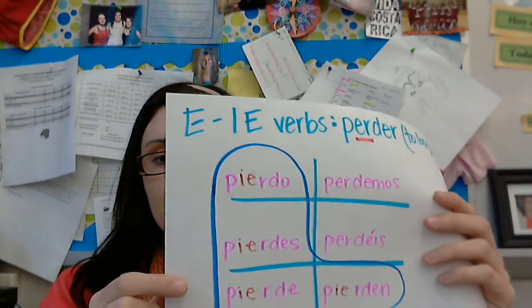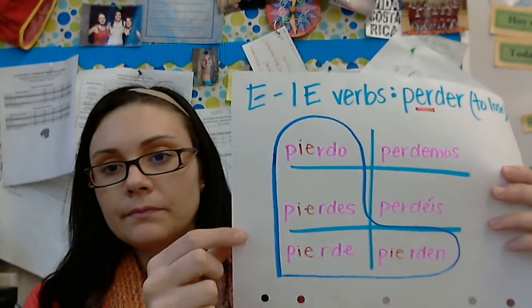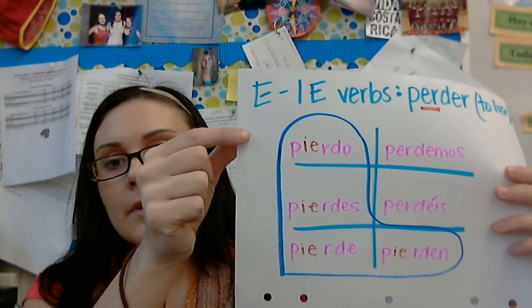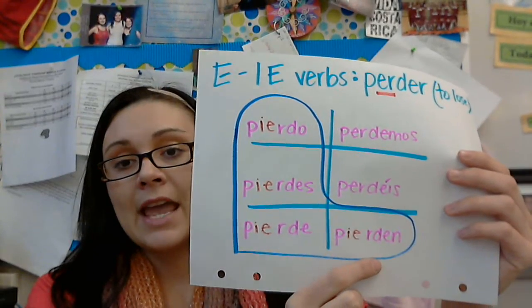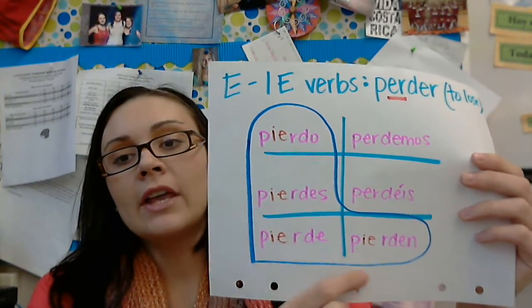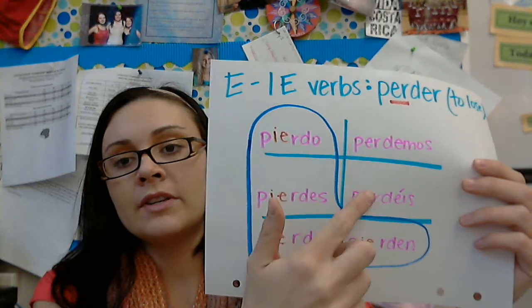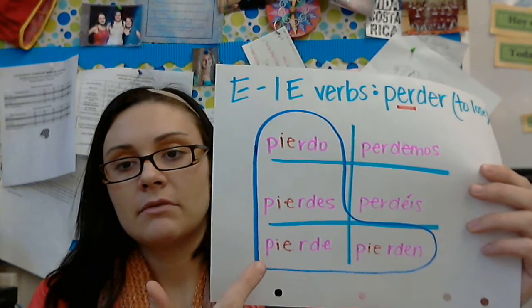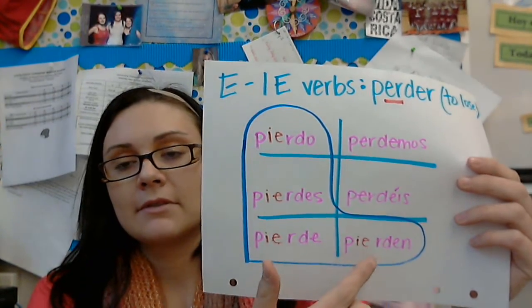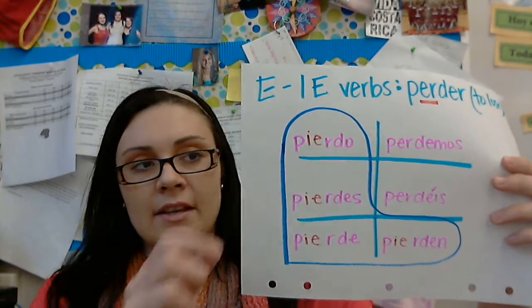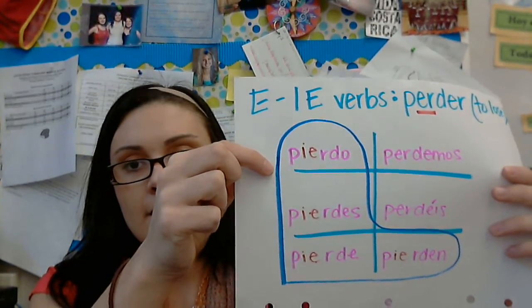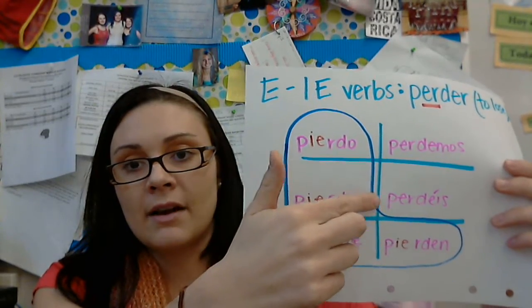For instance, if you look here, the yo form, the tu form, the el, ella, and the ellos form are all in the boot. They all receive the stem change. Sorry, it's a little backwards. Anything outside of the boot does not receive the stem change. Okay? Perdemos, perdes.